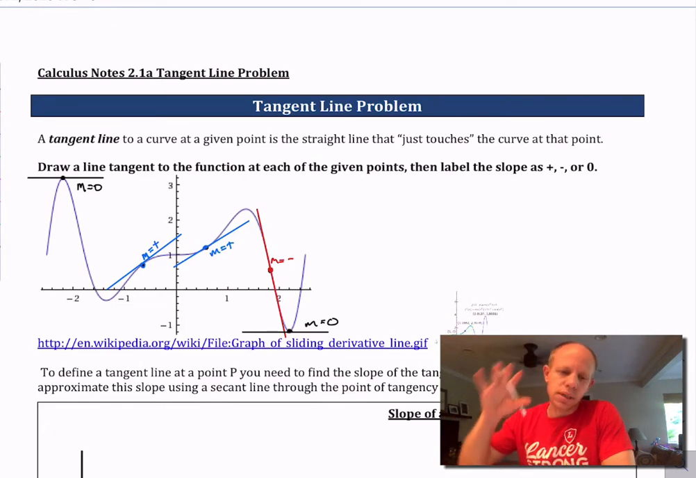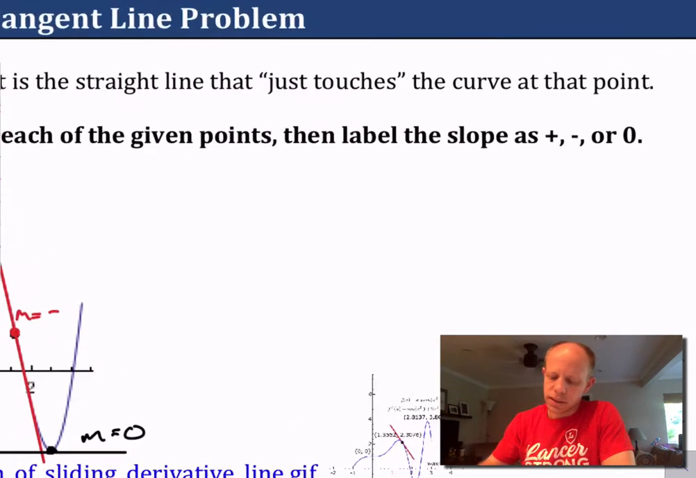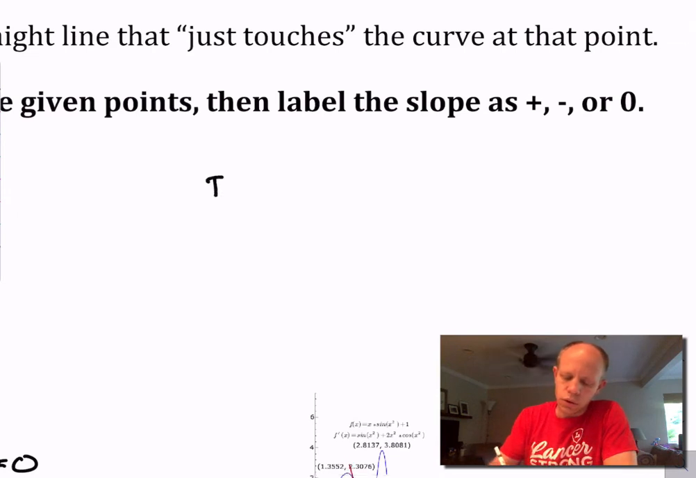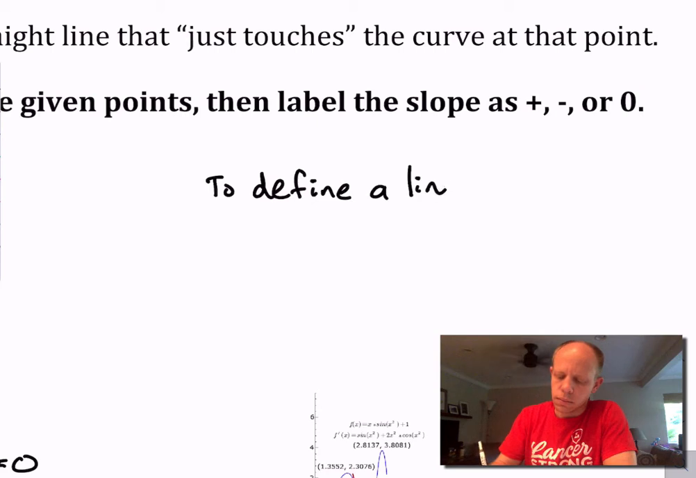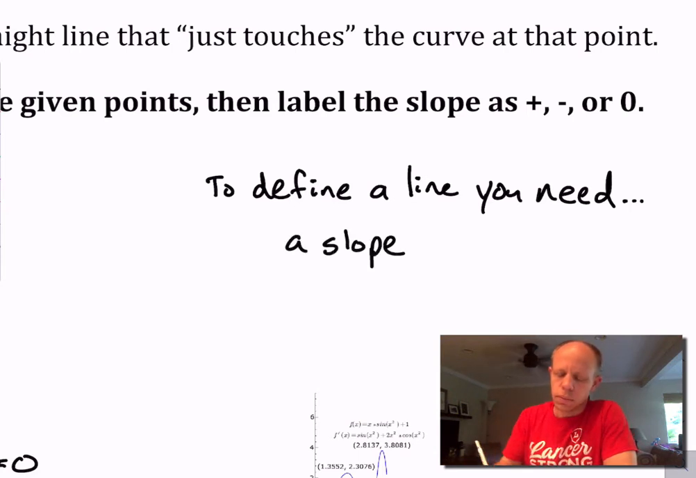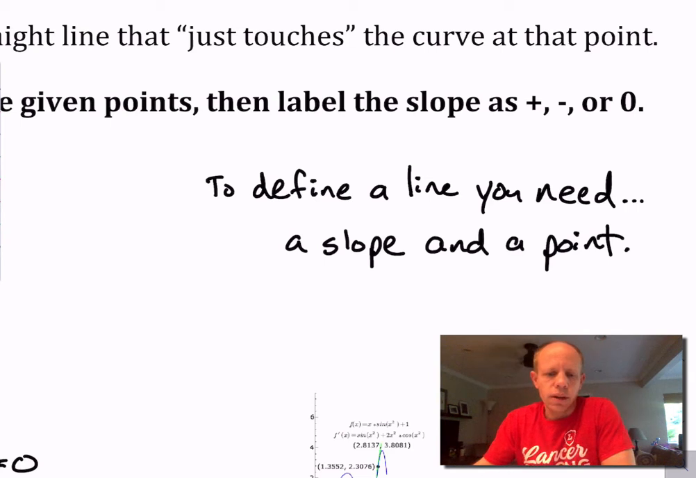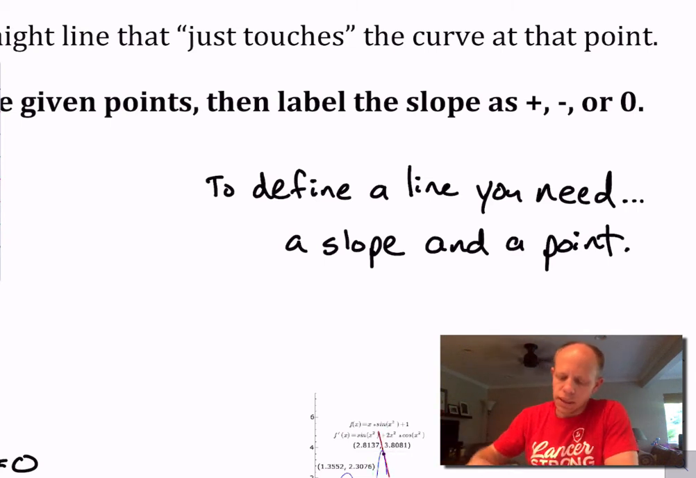Now, what we're going to do is figure out how can we define this line. So to define a line, you need two things. Number one, you need a slope, and number two, you need a point. So we're going to be talking a little bit more about these tangent lines, and we're going to look at figuring out how do you find the slope, and then how do you find the point.